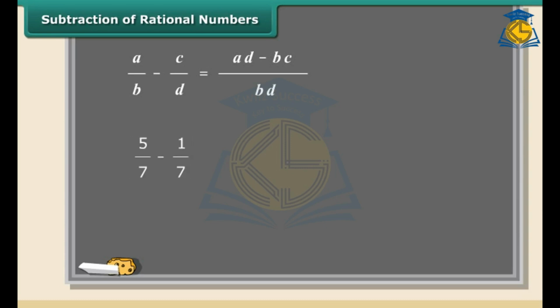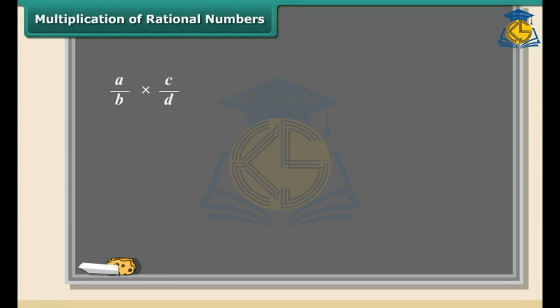We will subtract 1 by 7 from 5 by 7. We know denominators are already the same, so subtract the numerators and put the answer over the same denominator. Now we will study multiplication of rational numbers. This is the easiest one.